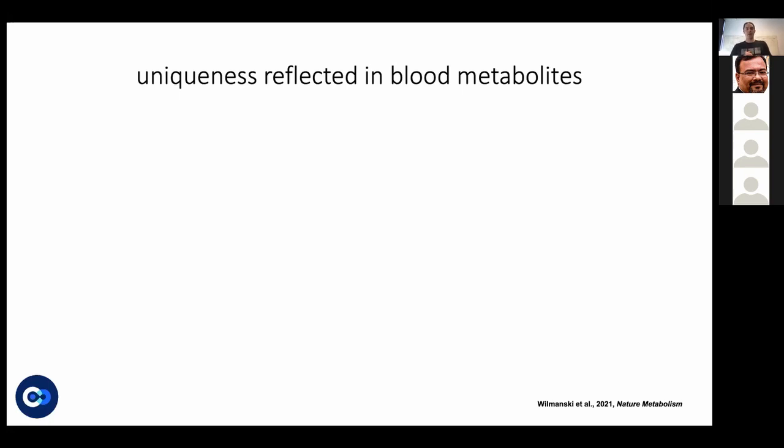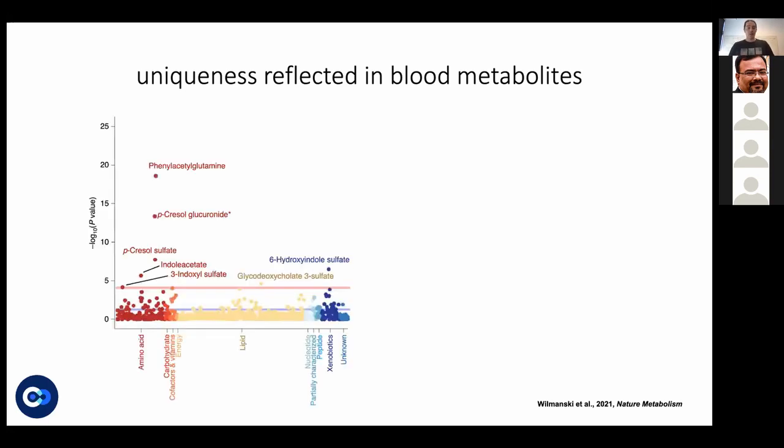So what was interesting is that while people were kind of drifting apart from each other and becoming more and more unique, ecologically speaking, they were sort of converging at the metabolite level. So in the blood metabolome, we saw several metabolites that were significantly correlated with this uniqueness score. In particular, all these red metabolites are protein fermentation byproducts.